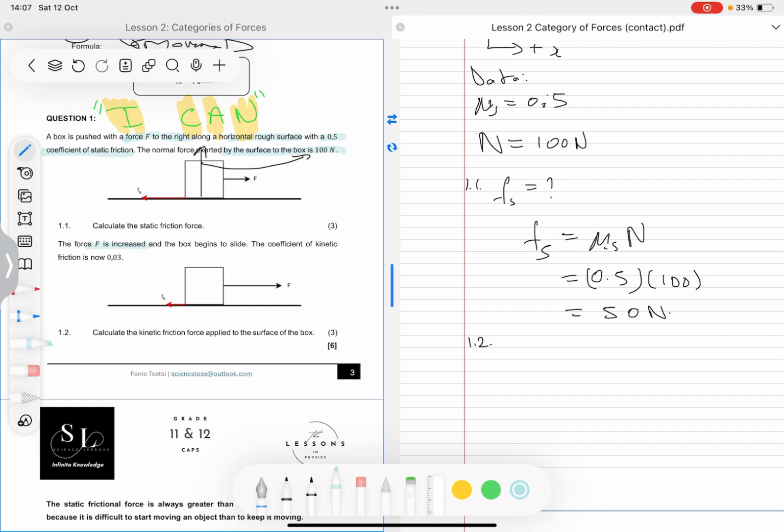right? And the box begins to slide, right? Obviously, as we know, this was the maximum static friction force here. So if you increase this force, the box will start moving, right? But now, how will our answer change the previous answer that we had? Right? That's a very important question that we need to see.